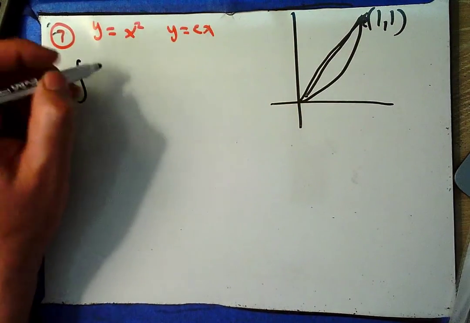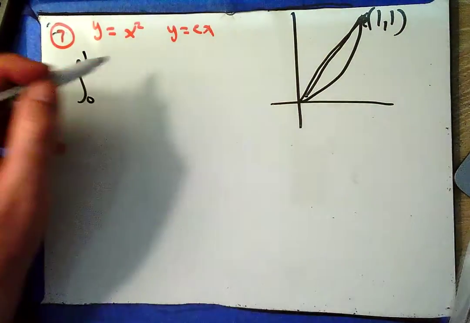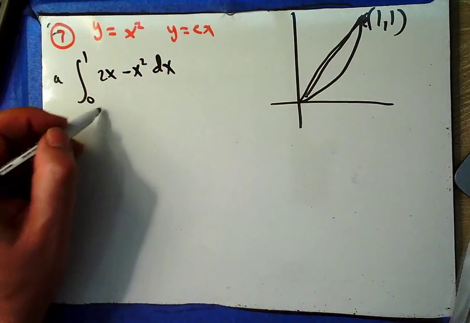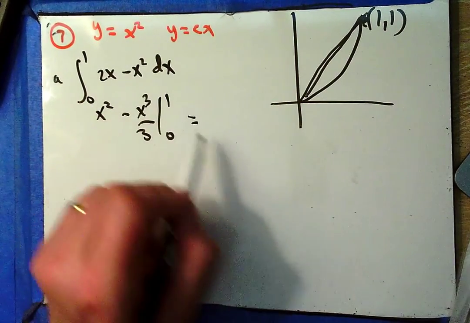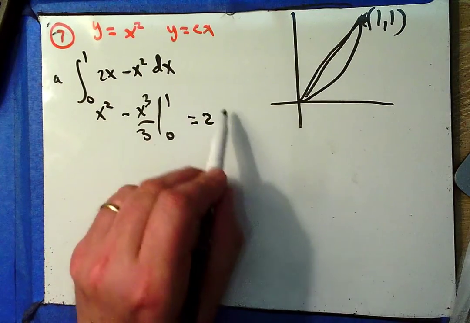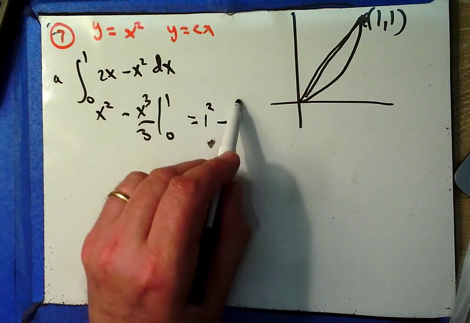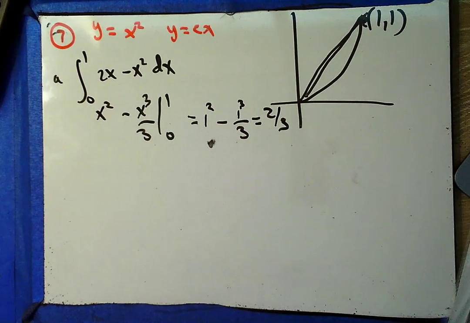So for part A, we're integrating from 0 to 1, and we just want the area of this, so I'm going to do top minus bottom, and that's going to be x squared minus x to the third over 3 from 0 to 1, which is 1 squared minus 1 to the third over 3, or 2/3. I get an area of 2/3 here. Let's just confirm that.